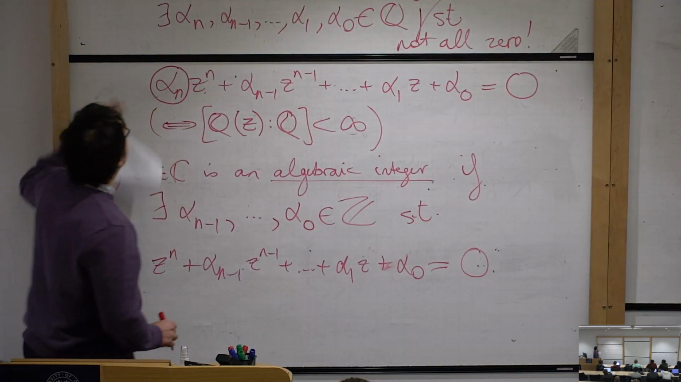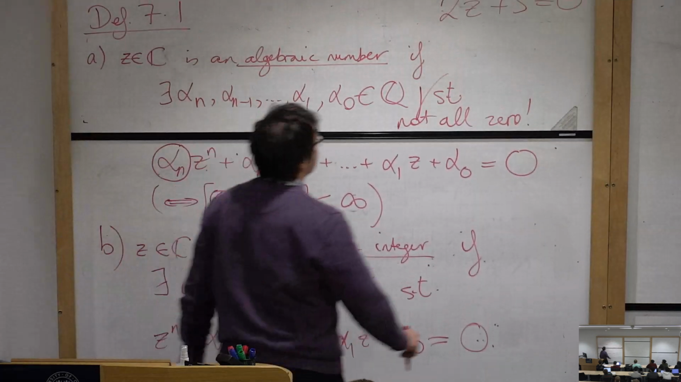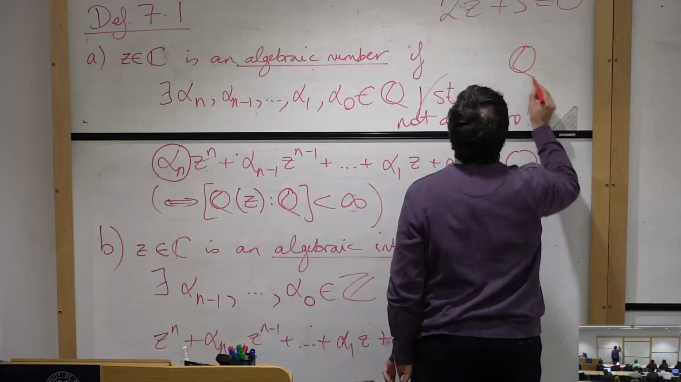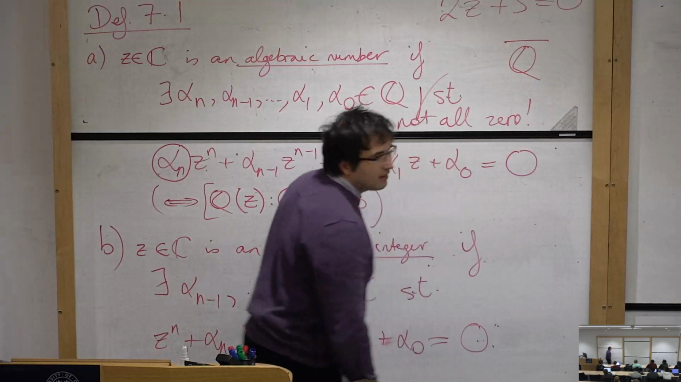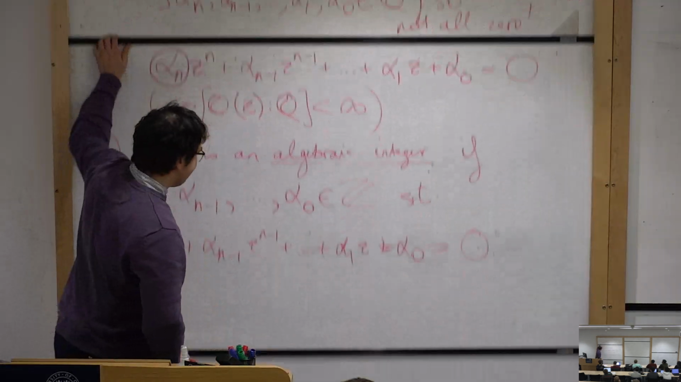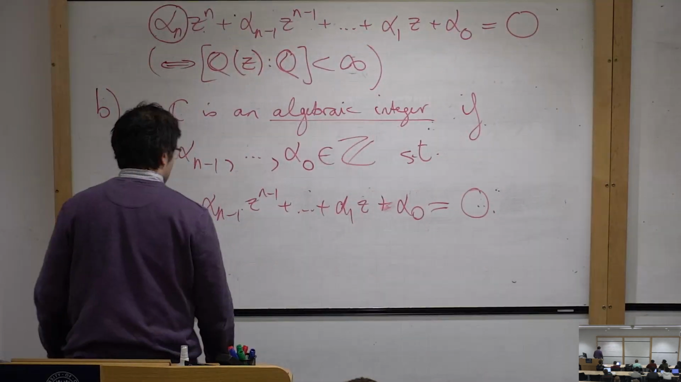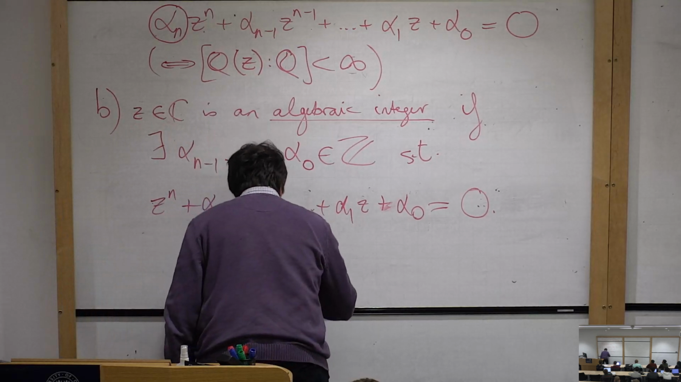No? So, the set of algebraic numbers is usually called Q bar. And the set of algebraic integers is called A.